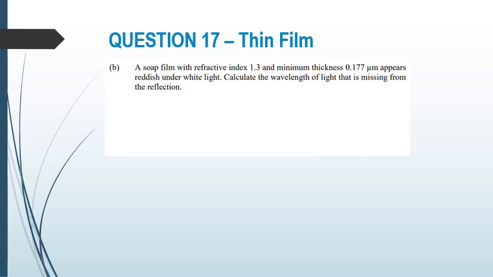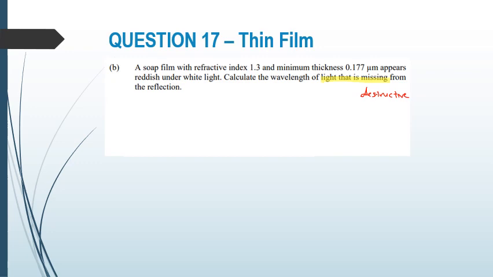So question 17b. A soap film with refractive index 1.3 and minimum thickness 0.177 micrometer appears reddish under white light. Calculate the wavelength of light that is missing from the reflection. So how are we going to solve this question? The key part is that the question is asking for the wavelength of light that is missing from reflection. It means what the question wants is actually destructive interference. Okay, so this is a question about destructive interference.